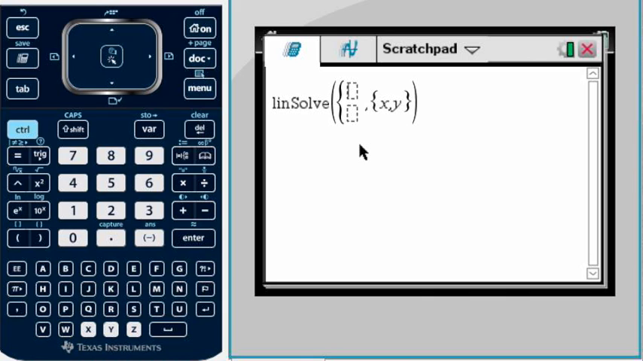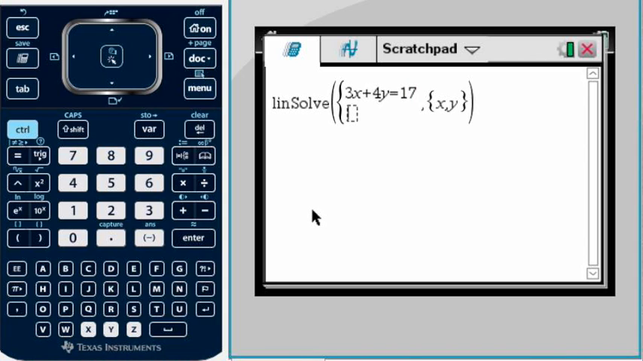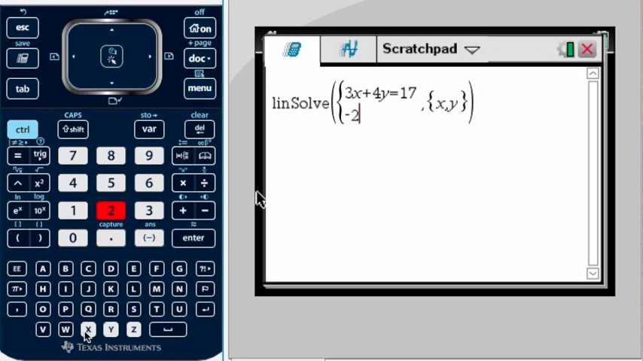So I'm going to start with my first example. We are going to use 3x plus 4y equals 17. Now notice how my equation is in standard form. It does not matter which format your equation is in. It can be standard, point slope, or slope intercept. All that I'm going to do now is click right here to go to the second space where I'm going to put my second equation. For my second equation, I have negative 2y equals 5x plus 2.